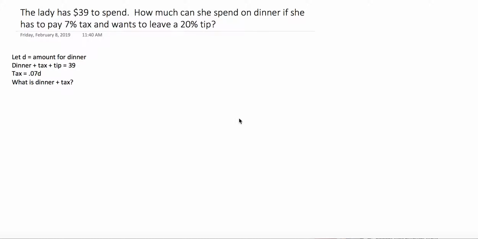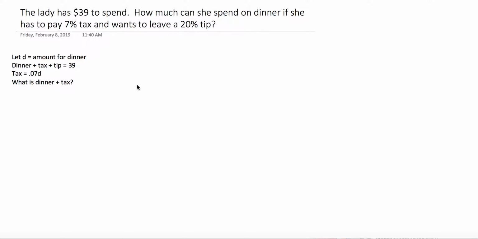a restaurant and discovers she only has a certain amount of money to spend, in this case, $39. She wants to know how much she can spend on dinner if she has to pay 7% tax on that dinner, and she wants to leave a 20% tip. The important thing to note is that the tip she wants to leave includes both the dinner plus the tax.